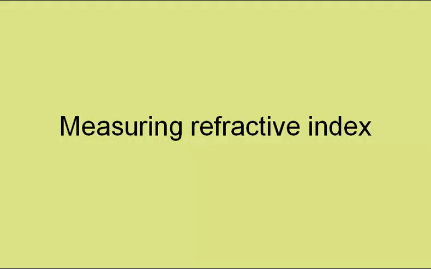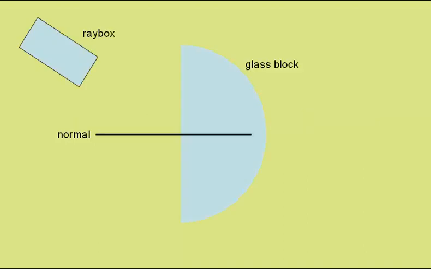Measuring refractive index. To measure the refractive index of a material, such as this glass block, we could have an arrangement something like this, with a ray box sending a ray of light towards the flat face of the glass block at the centre of this face, where we have a normal, a line at 90 degrees to this face. This is our angle of incidence, this our angle of refraction.